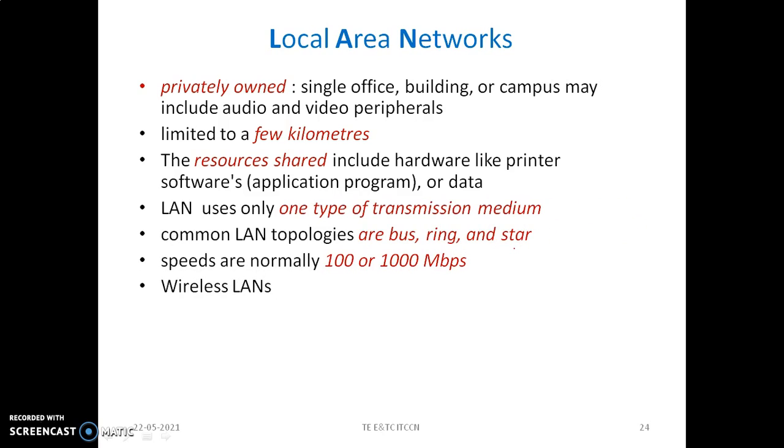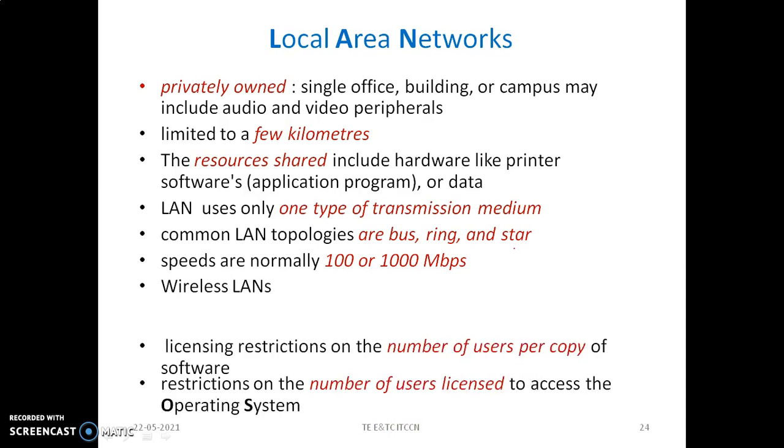A LAN uses only one type of transmission medium. The different topologies that can be used under a LAN are bus topology, ring topology, and star topology. Mesh topology, as we have seen its advantages and disadvantages, is rarely used and has limited uses, even if it has advantages, because of the restrictions on the media and the space and hardware requirements. So in a LAN the preferred topologies are bus, ring and star. The data rate at which a LAN works can be in the range of 100 to 1000 megabits per second. Again, we can have not only wired LANs but also wireless LANs.